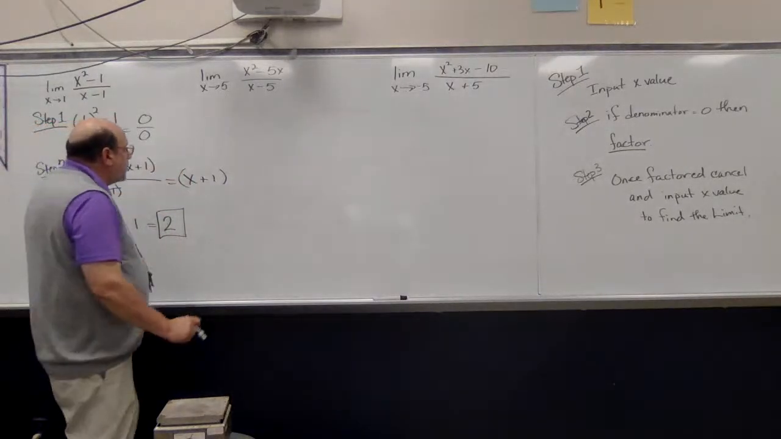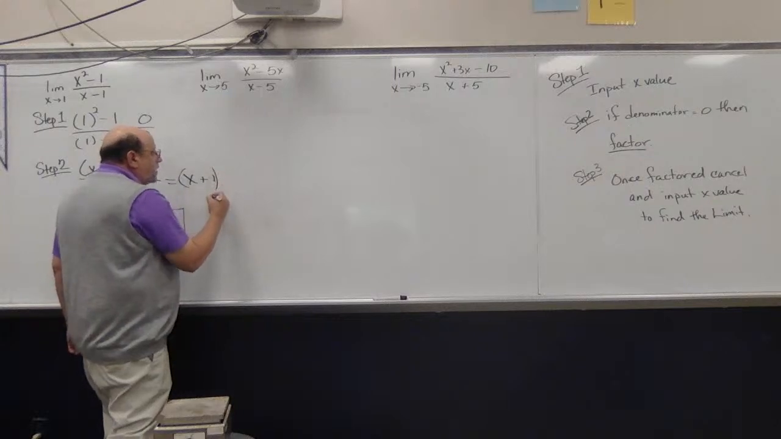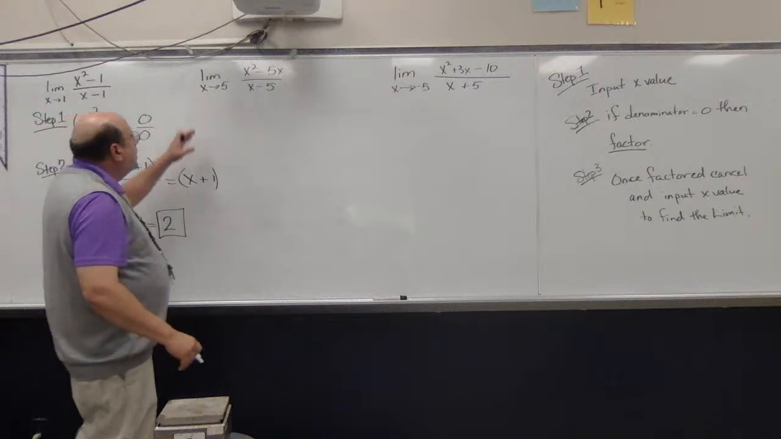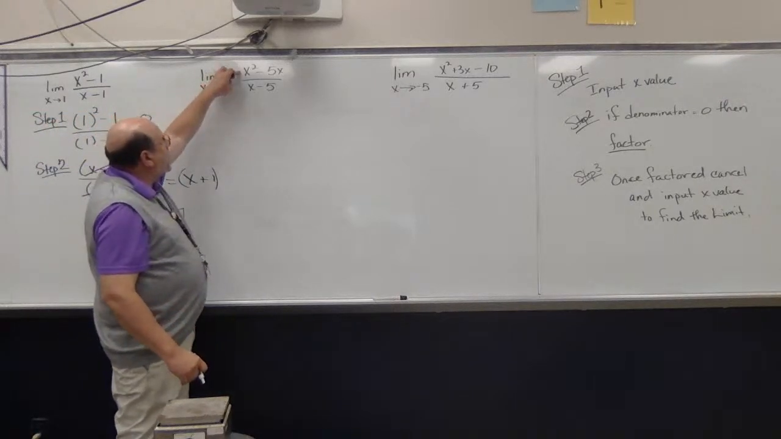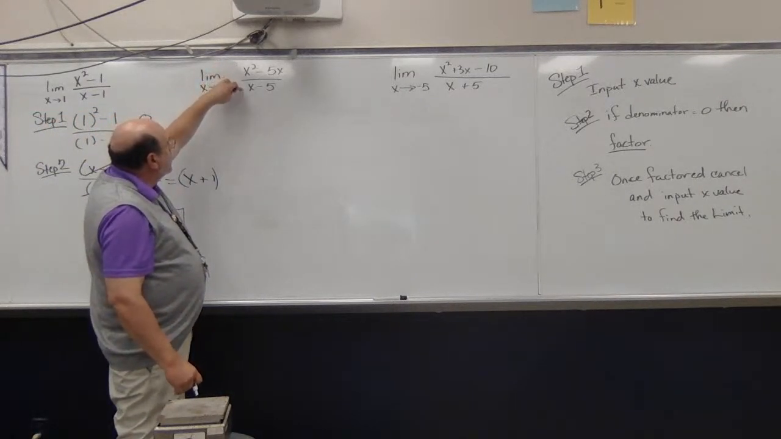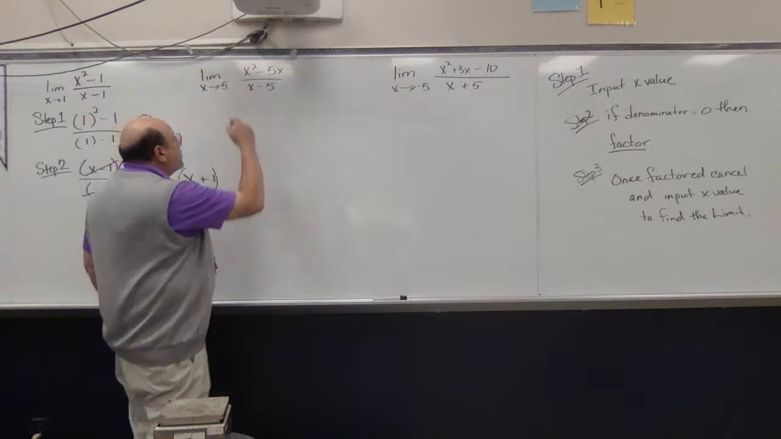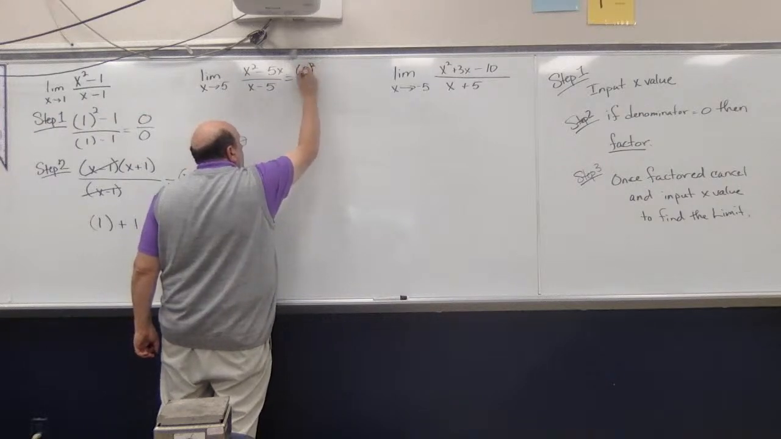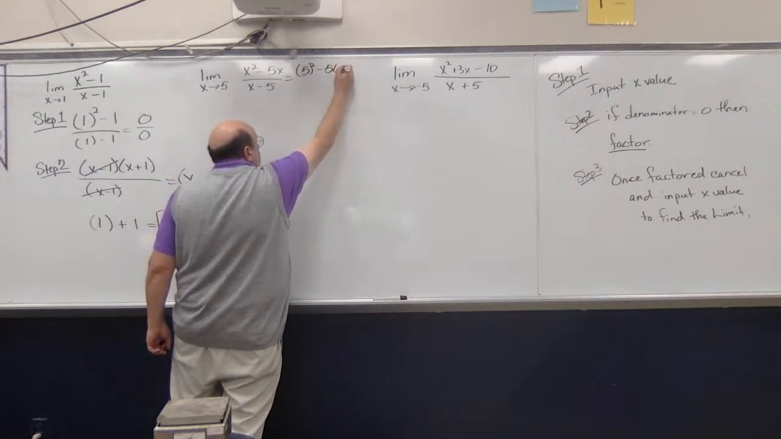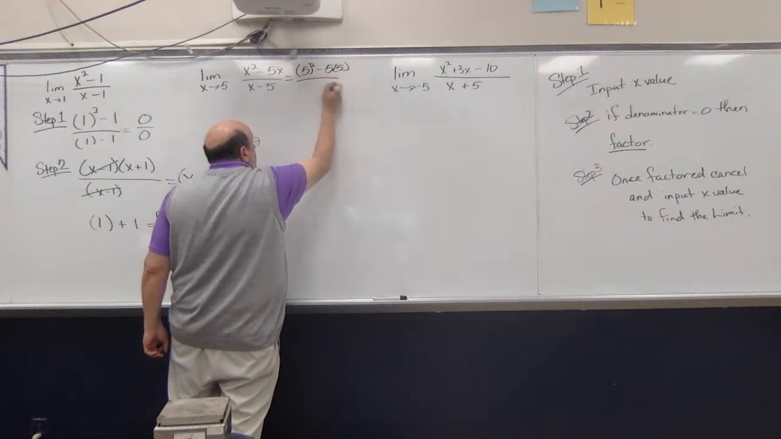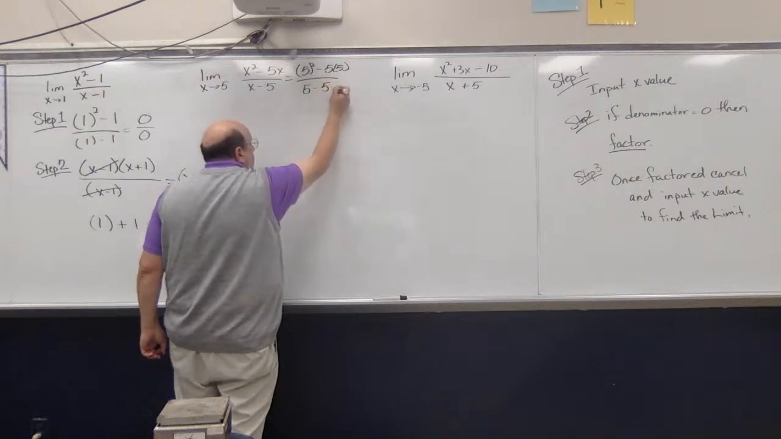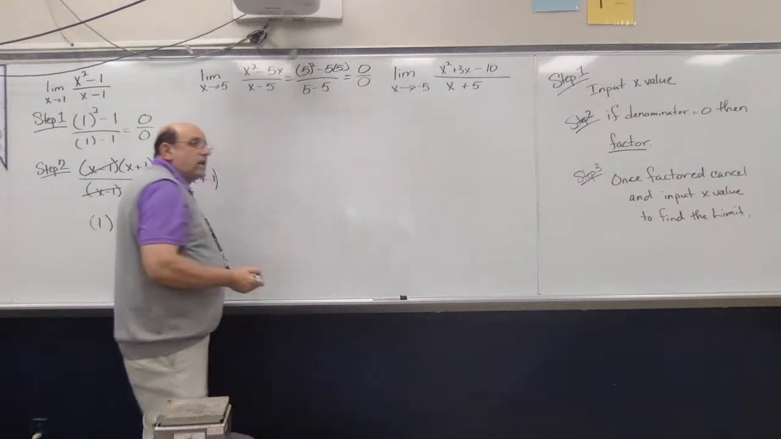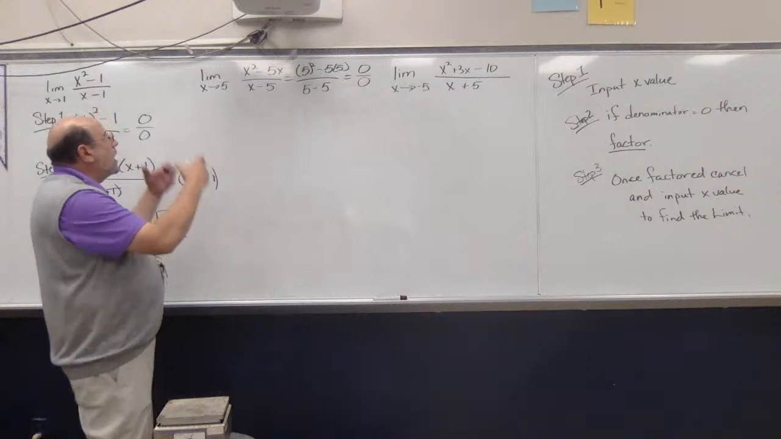The next one, just as simple. I'm going to move this just a little bit, give myself a little bit more room. If I input the 5 into this, the limit as x approaches 5 of x squared minus 5x over x minus 5. If I input the 5, right, I get 5 squared minus 5 times 5 over 5 minus 5. And what do I get? Well, of course, I get a 0 over 0. It's undefined, right?